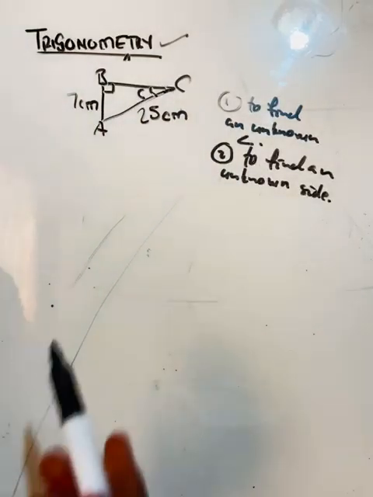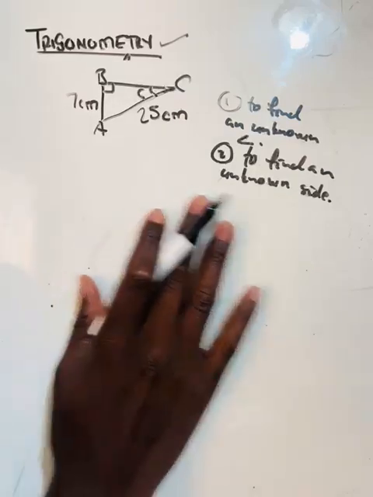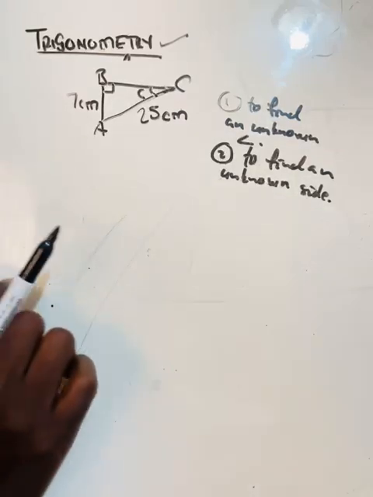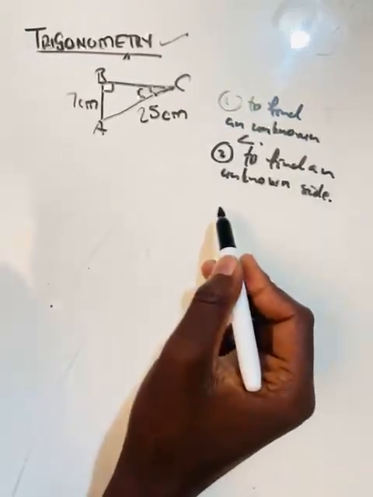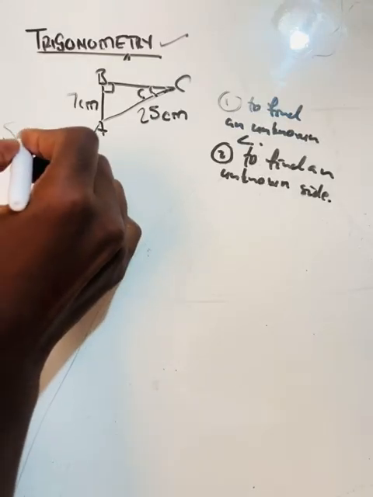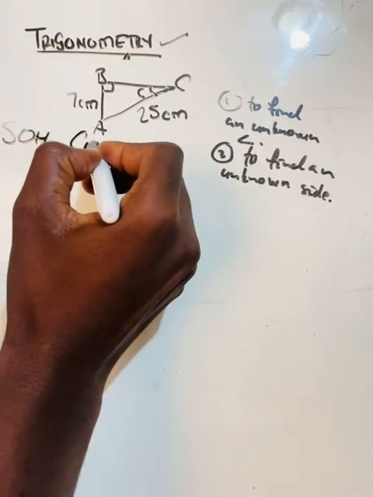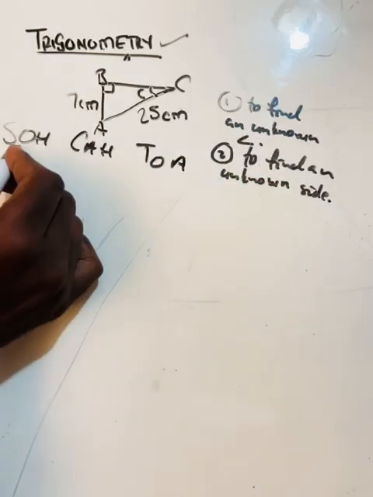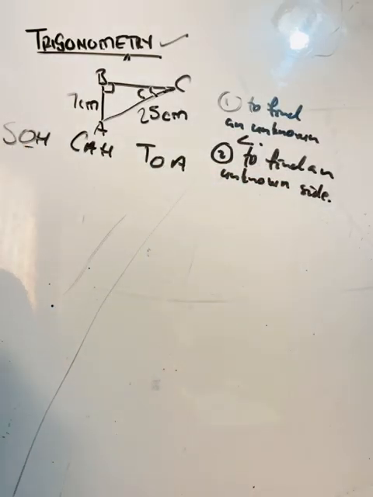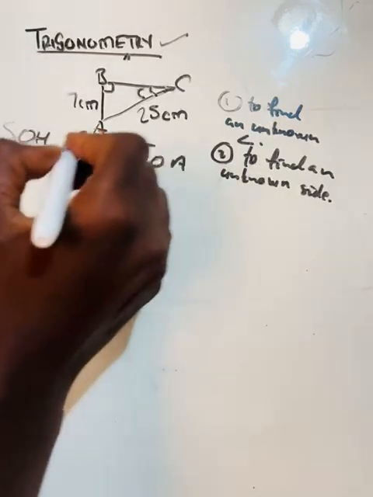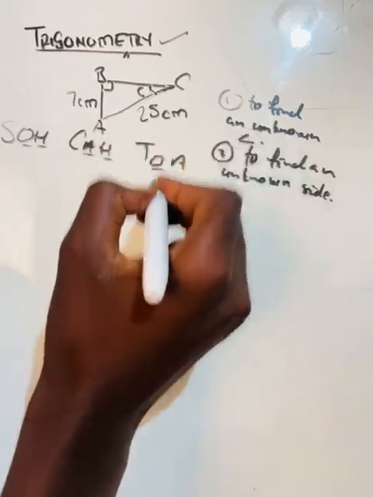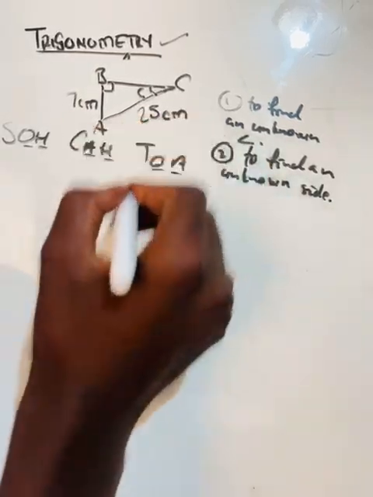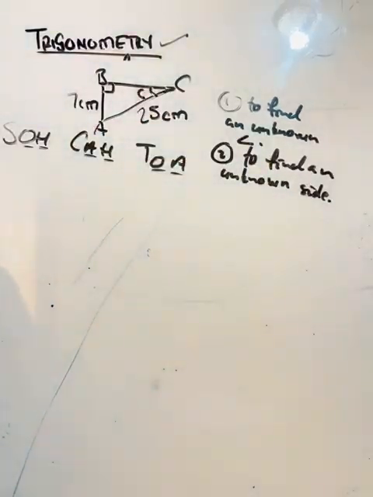So now, don't forget, sin theta, cos theta, and tan theta. For you to remember this, we have what is called SOH CAH TOA. This all means: S, the numerator is opposite and the denominator is hypotenuse. C, the numerator is adjacent, denominator is hypotenuse. T, numerator is opposite, denominator is adjacent.